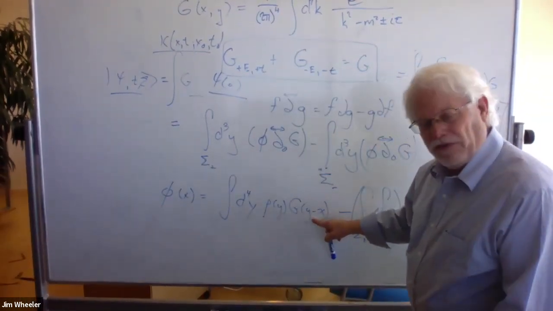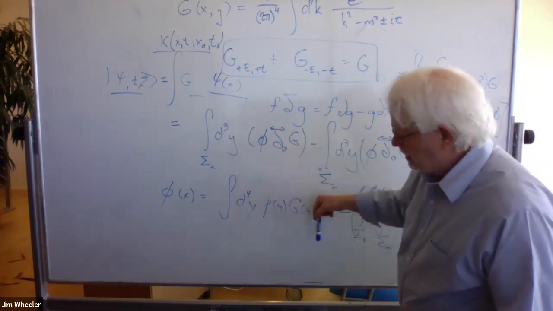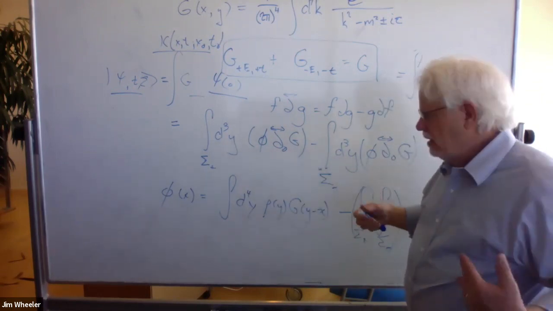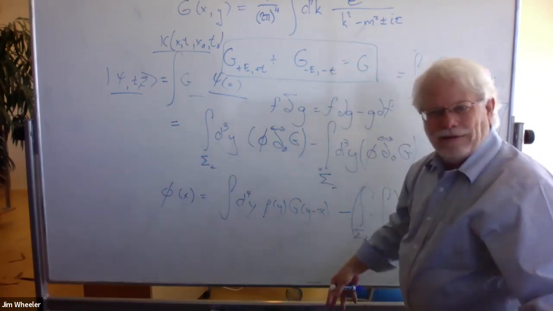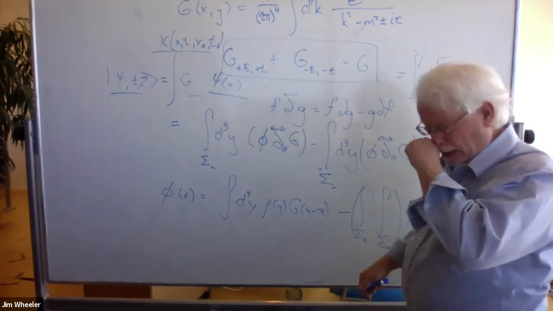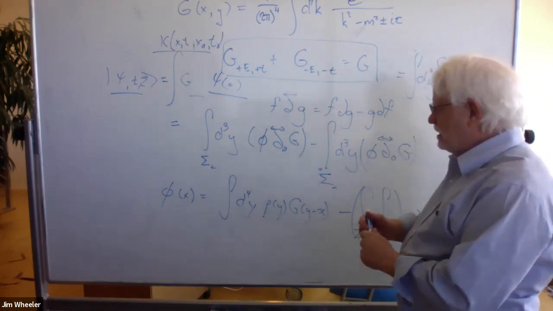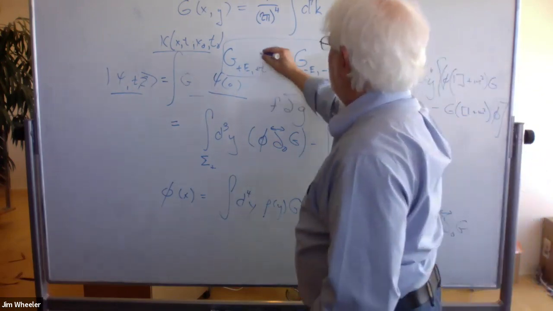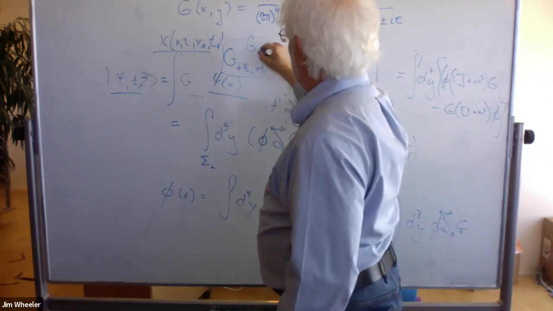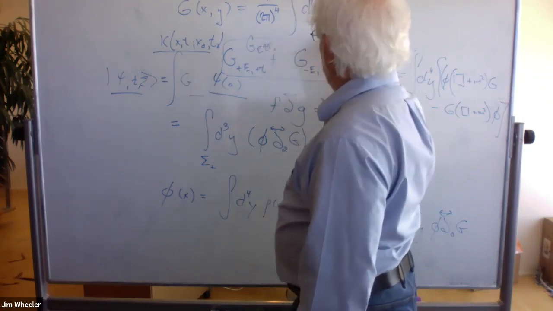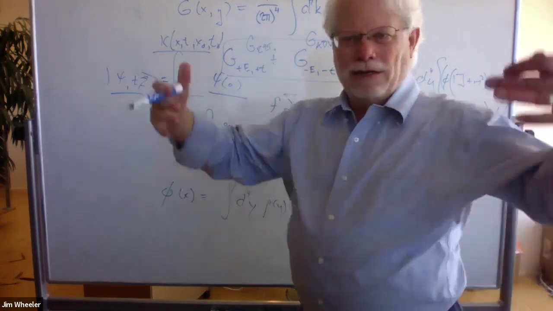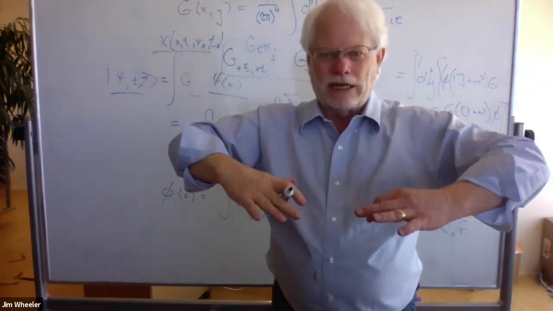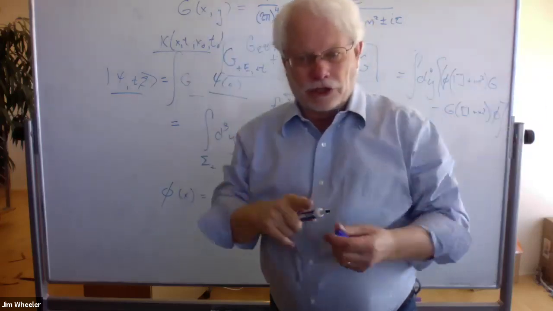There's a step function in time that restricts this integral to earlier times, so that the field at a given time depends only on its past light cone, essentially. That's the retarded Green function. This would be the advanced Green function, where for a particle traveling backward in time, it depends on the future times.